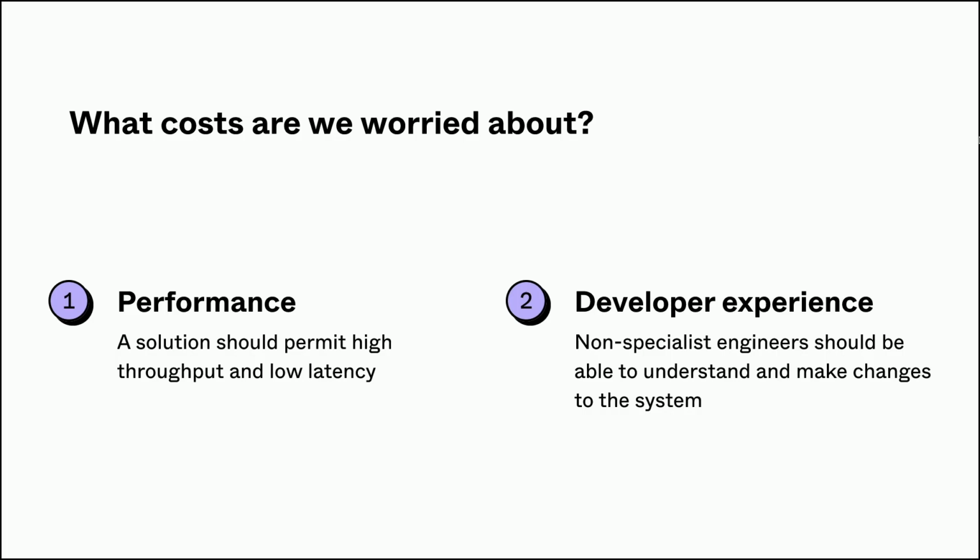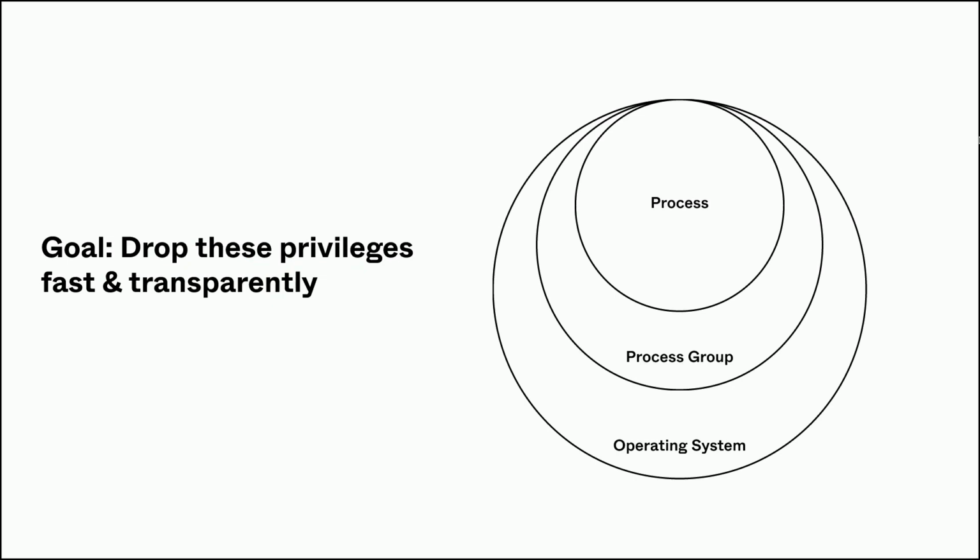And also, the engineers doing the development inside of these environments writing this code may not be experts in how to do this isolation or in how to manage isolated systems. They're experts, presumably, in the thing you're trying to have them do, rather than in security. So our goal here is to drop those privileges that we described in a way that is fast and transparent to our end users.